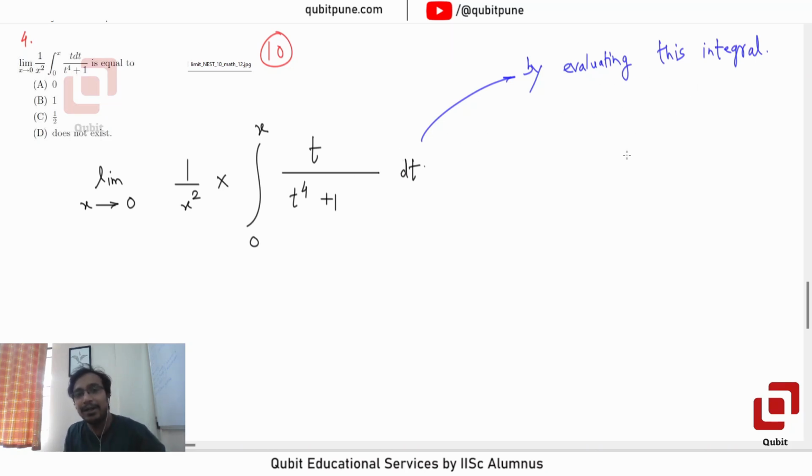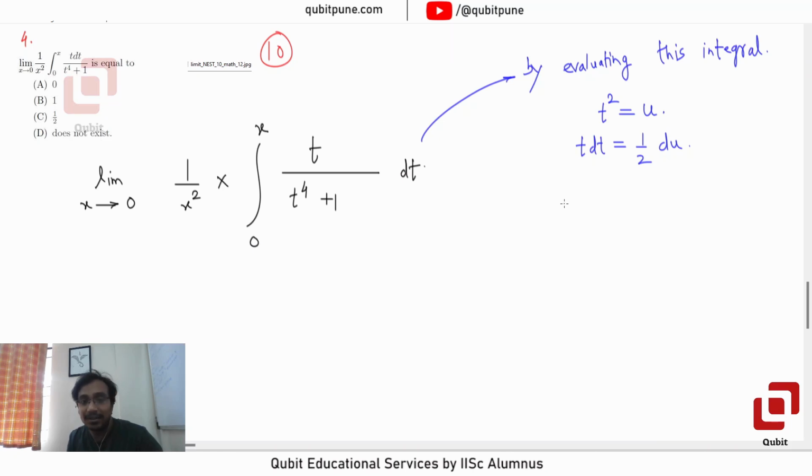So how will you evaluate the integral? Can you tell me, please? You will choose the substitution t squared equal to u. Why t squared equal to u? Because the derivative of t squared in its variable form is available there, right? So t dt would be half du. Is it clear? t dt would be half du. Yes, and then what would be the limits?